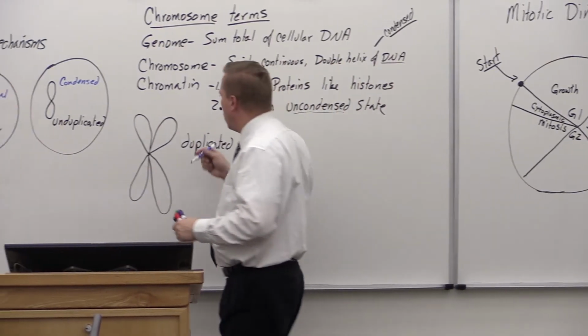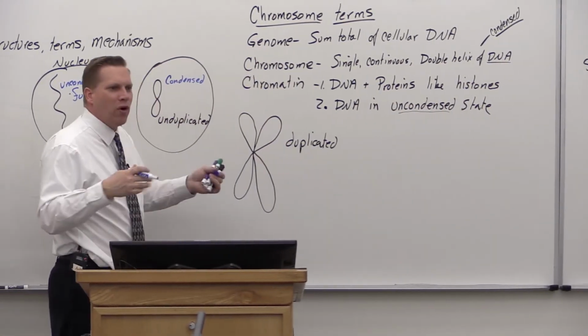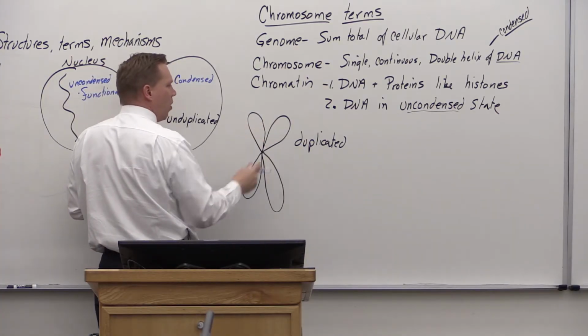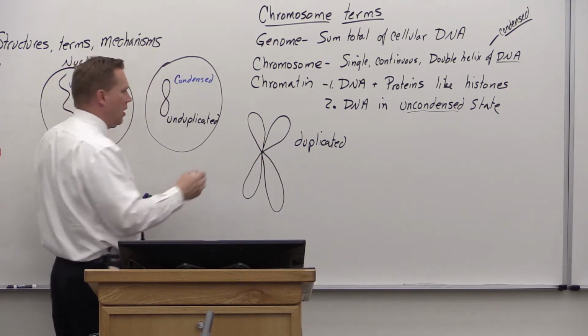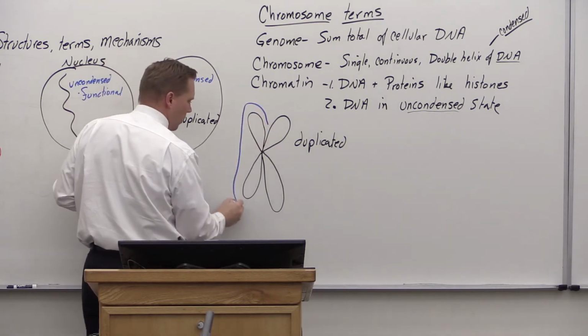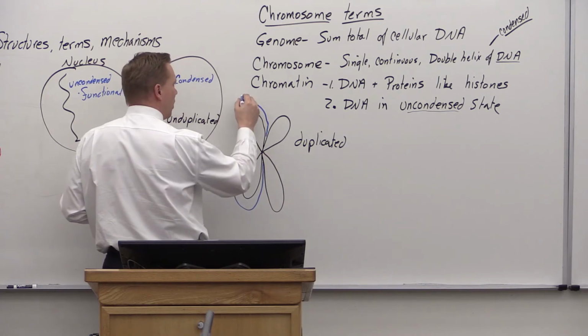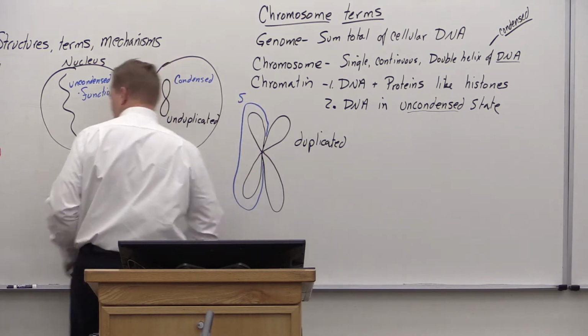However, we do want to give a name to the more stuff. So we would say that this duplicated chromosome is made out of two parts. And the parts, we would say this would be half of it that I circled in blue. And that part is called a chromatid.